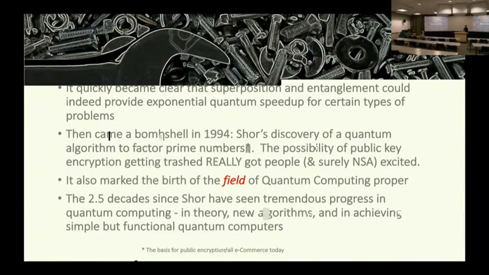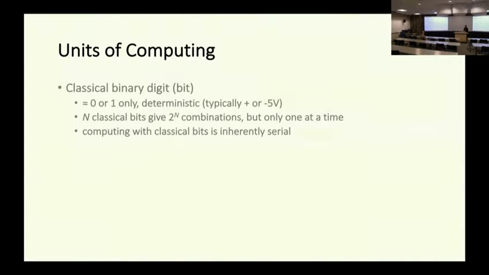Okay, so let's get into the nuts and bolts. First, units of computing. You can always talk about the old way of doing things, the binary digit, only 0 and 1, two possibilities. If you have n classical bits, it'll give you 2 to the n combinations, one at a time. So if you have 2 bits, you get 4 combos: 0,0, 0,1, and so on. So computing with classical bits is inherently serial, unless, obviously, you put lots and lots of CPUs in and do parallel computing. But if you had only a single CPU, it's just going to be serial.